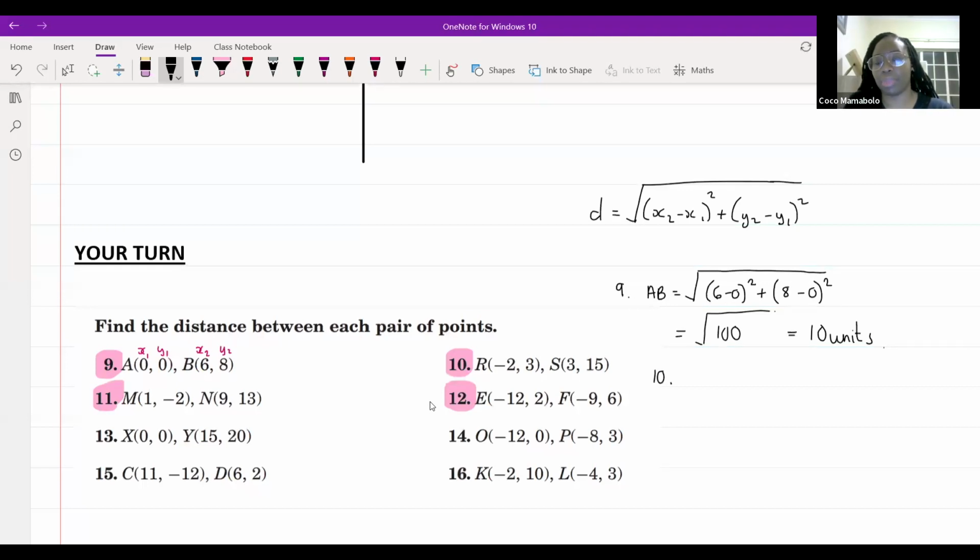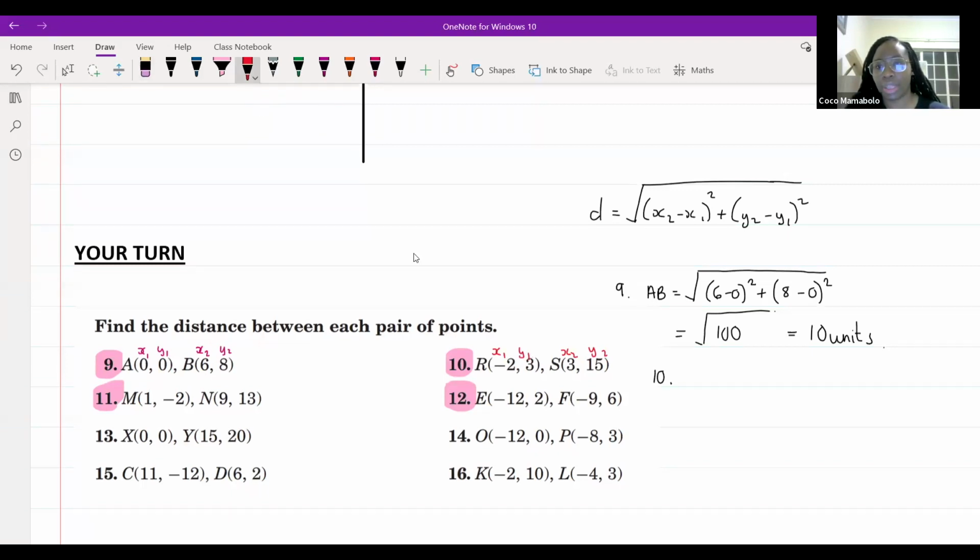Let's go to number 10. Number 10 is RS. So again, I'm going to label so I don't lose it: X1, Y1, and X2 and Y2. I want you guys to be very, very careful. If you make this X coordinate X1, then you must make the corresponding coordinate Y1. You can't decide that you want X1 and Y2. If you name this X1, you need to name this Y1 as well. And if you name this one X2, this also needs to be Y2. You cannot separate them. They come together.